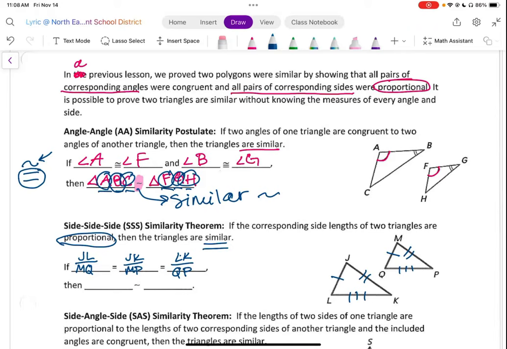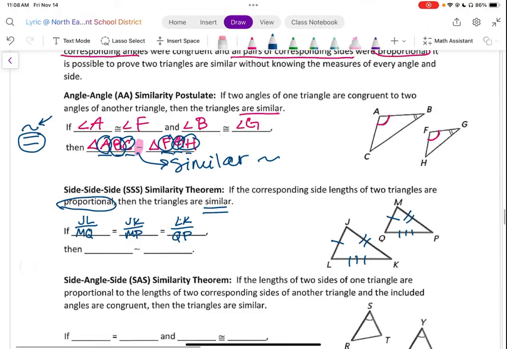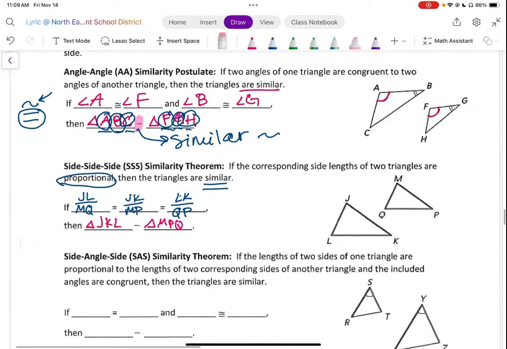Now, notice how we're marking the sides. In this case, we're marking the sides for proportionality, not for congruency. So that's where it gets a little confusing, but hopefully we will clear up any confusion with this lesson. So how do we label the two triangles as similar? We're going to say that triangle JKL is similar to triangle MPQ. Because they're just similar, we probably shouldn't write those markings on the sides. So erase those.